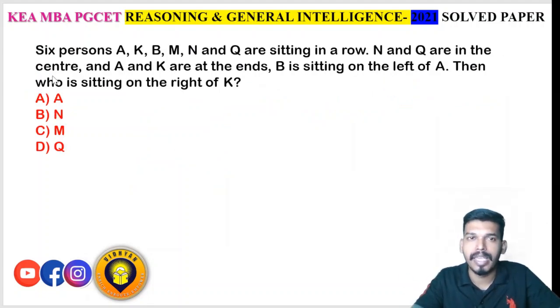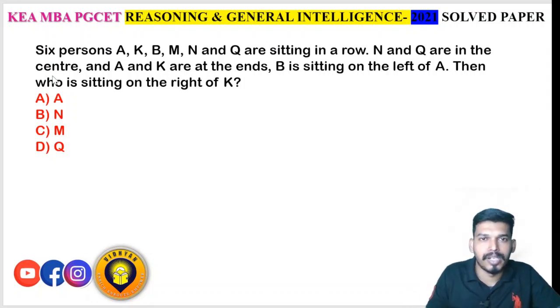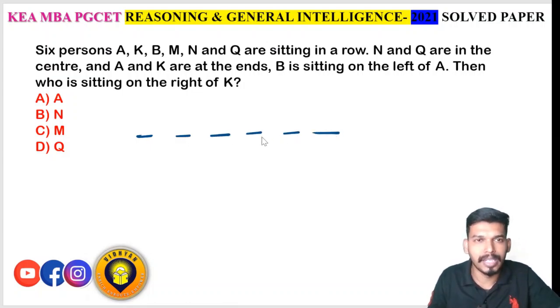6 persons A, K, B, M, N and Q are sitting in a row. So there are 6 persons, 1, 2, 3, 4, 5, 6. They are sitting in a row. N and Q are in the center. That means N or Q will come here. If N comes here, Q comes here. If Q comes here, N comes here. So they are sitting at the center now.